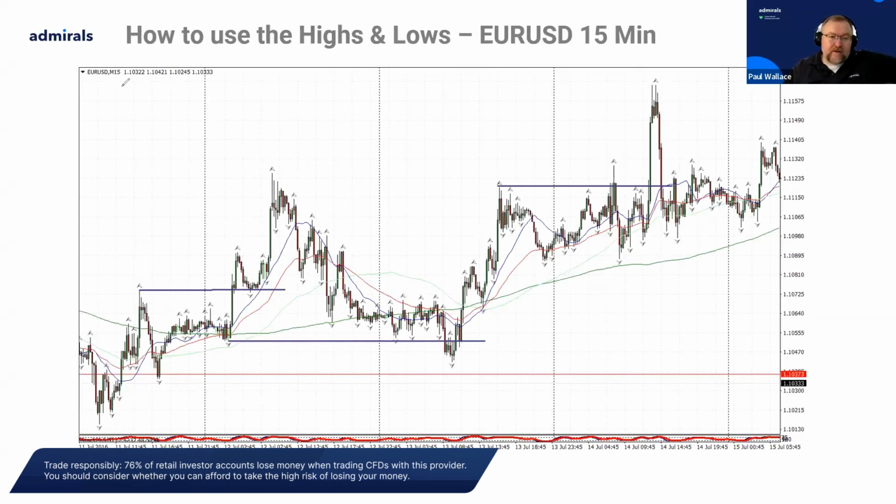So, I've just got some random examples here. Euro against the US dollar on the 15-minute chart, and what I just want you to recognize is that I've drawn in a few of the particular highs and lows on the charts, and what I'm interested to see is how price reacts there.